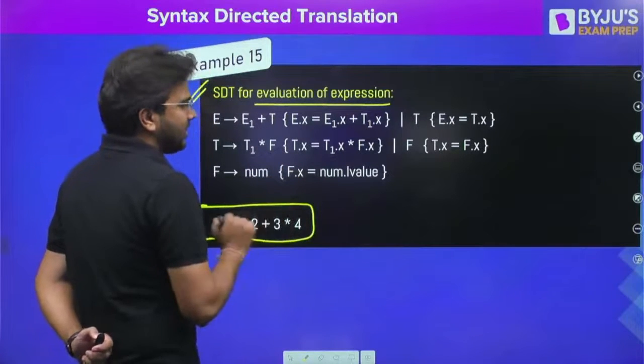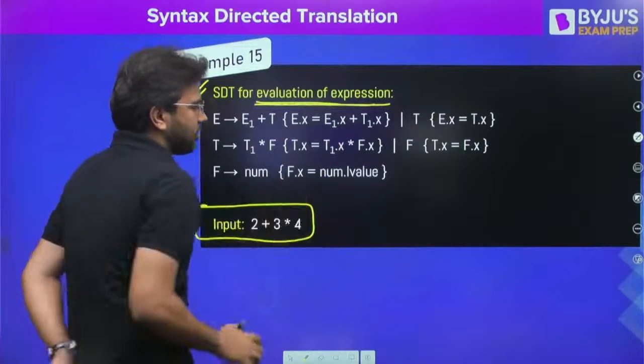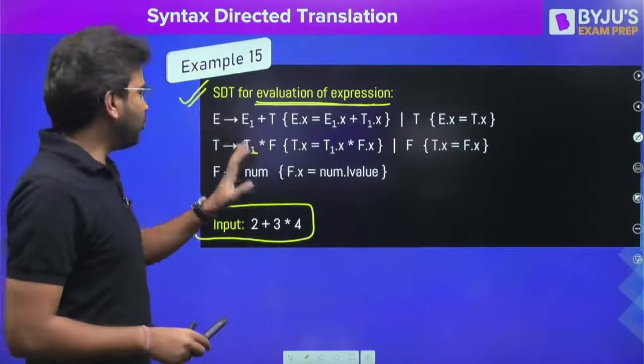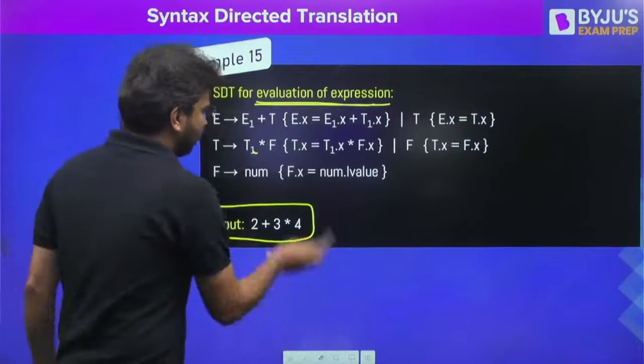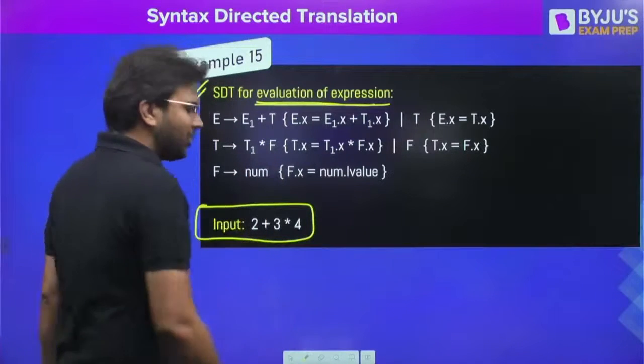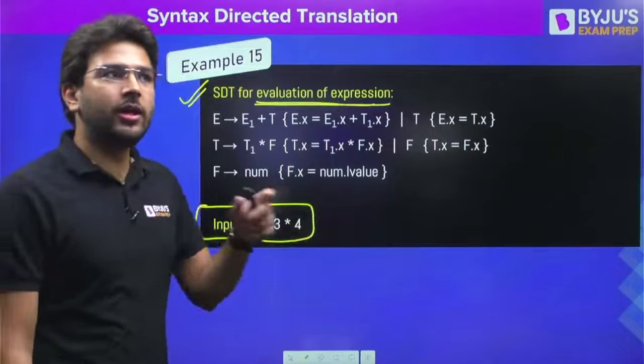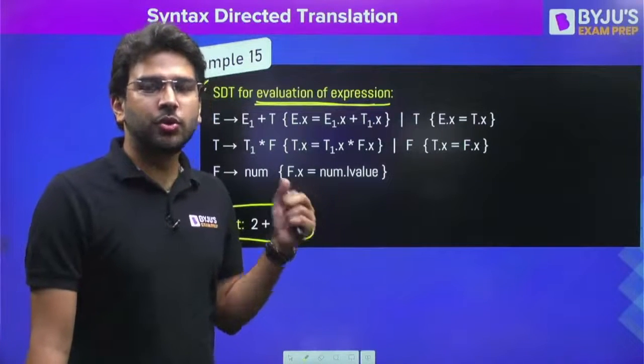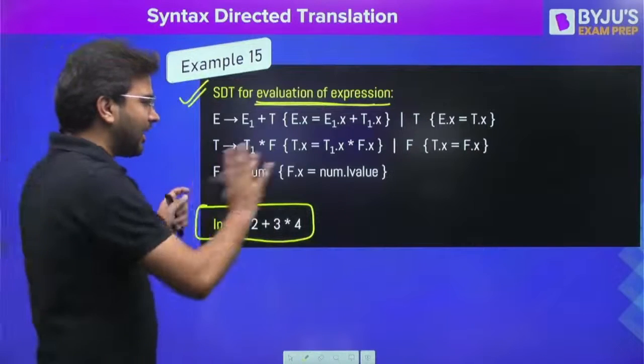So here 2 plus 3 star 4. Evaluation of expression. Now in these cases, when you have to evaluate the expression, you don't have to make the parse tree. In GATE 2022, they asked one question based on this one. So you don't have to make the parse tree. You can directly answer. How?